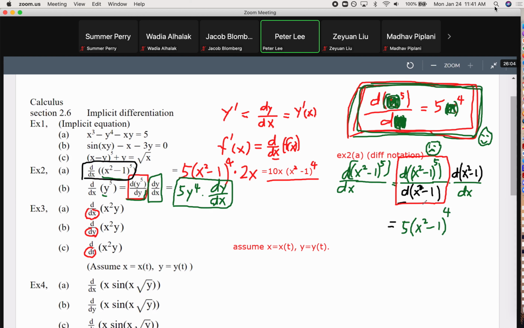Now, note that this part which I boxed in red at the bottom is not chain rule. Let me tell you this again. This part boxed in red becoming 5 times (x squared minus 1) to the 4th power is not chain rule. Do you understand me here? Going from here to here is not chain rule. This is just the derivative of x to the 5th power with respect to x. Is that clear? So don't make a mistake here.